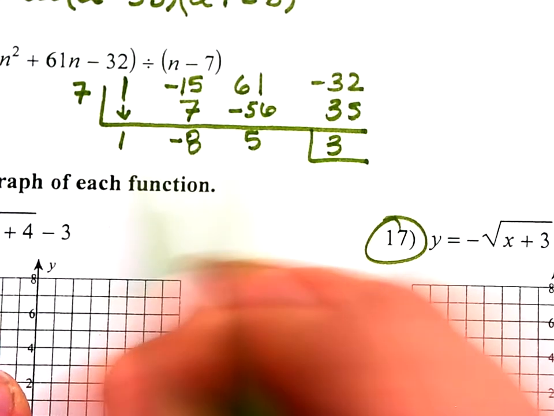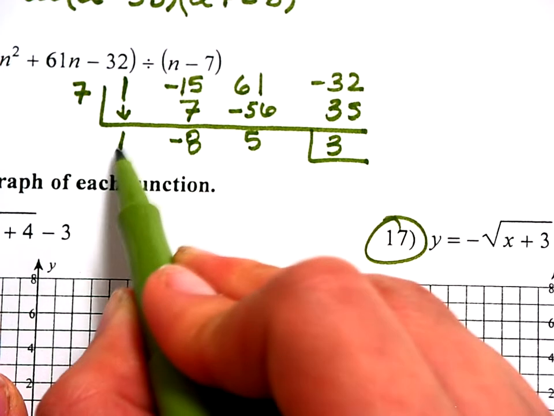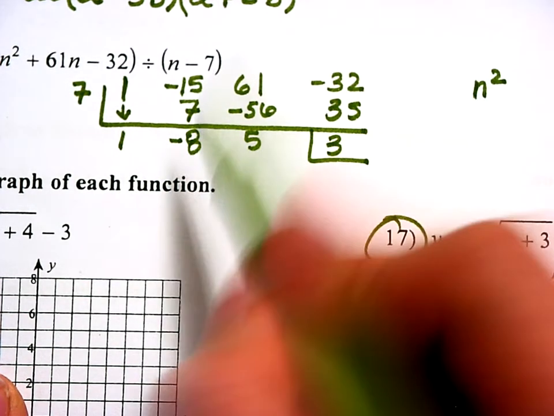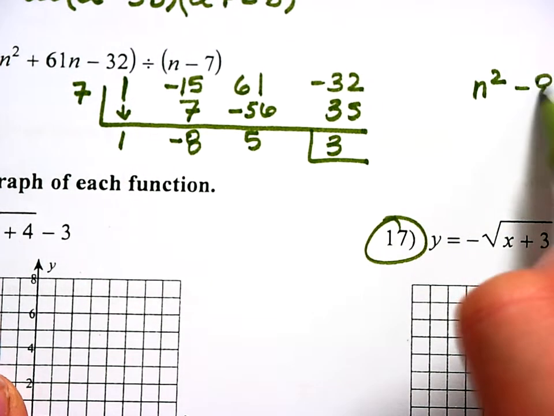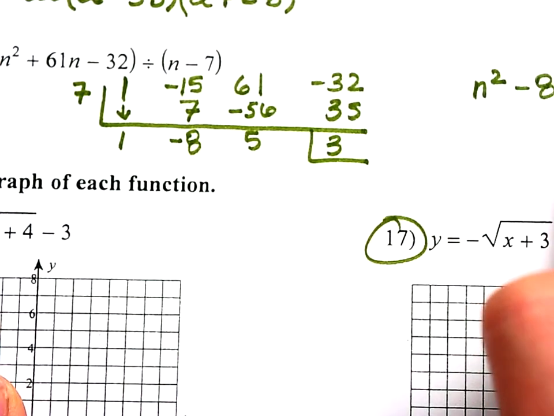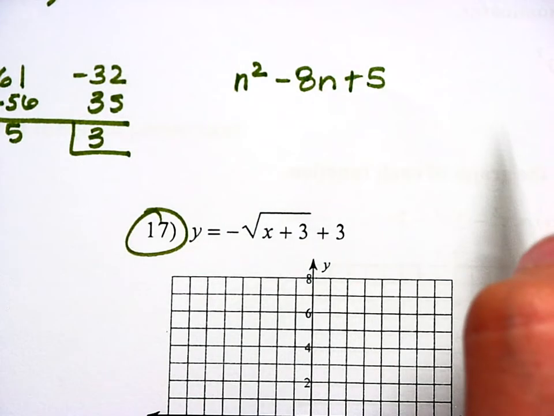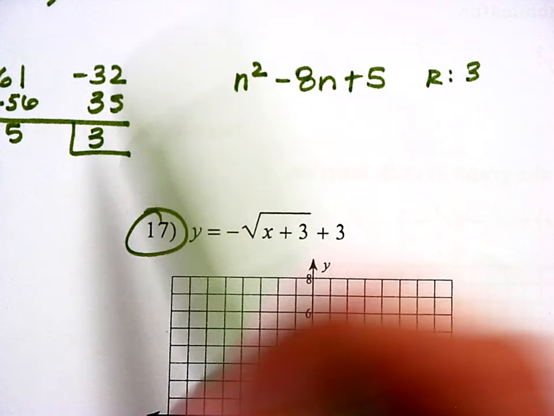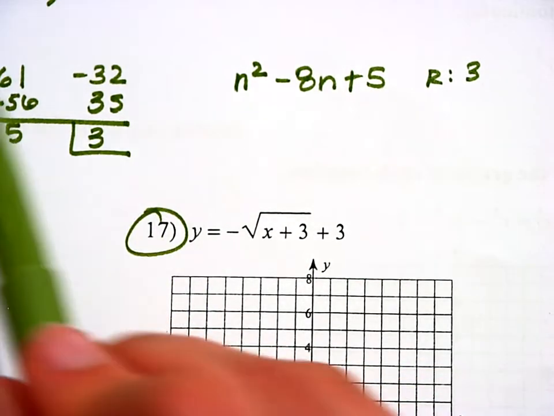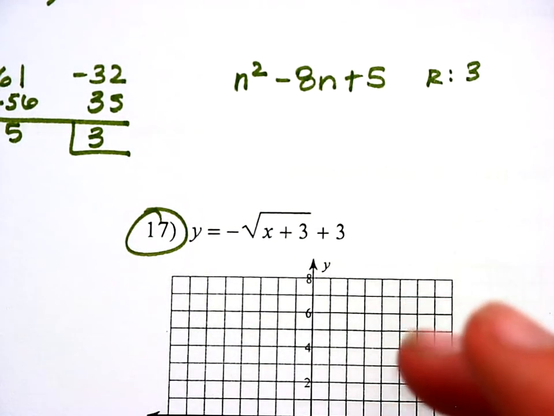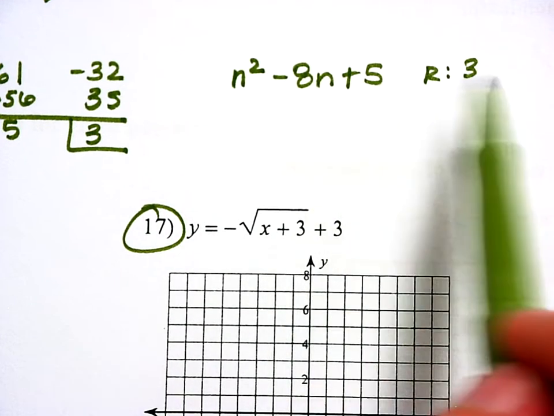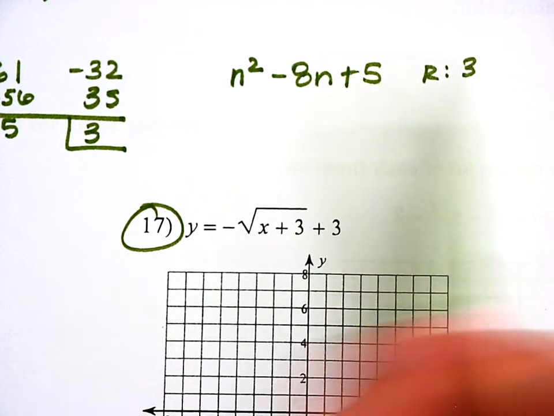We were just dividing. So we write our answer. Remember, we're going to write our new polynomial. So this is 1n squared minus 8n, and then plus 5, with a remainder of 3. Now, a lot of people will do the 3 divided by the original polynomial. Depending on what your answer is going to look like on your final, it could change up, but just know that our remainder was 3.